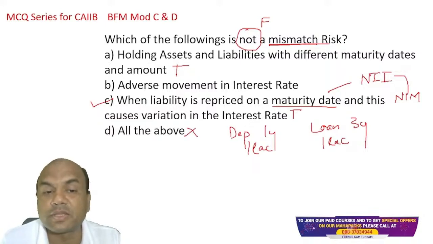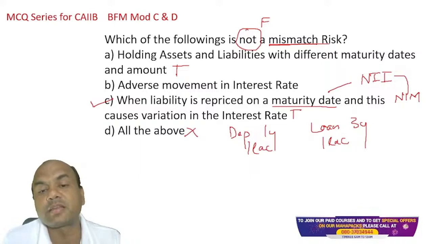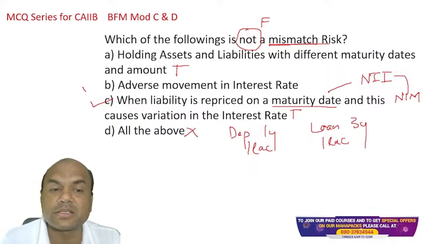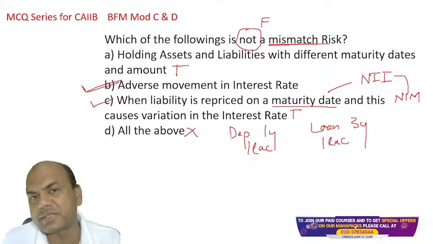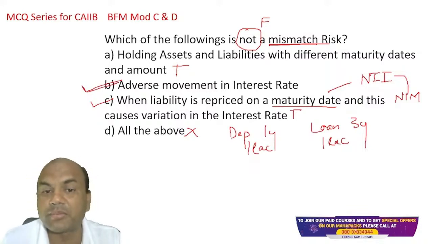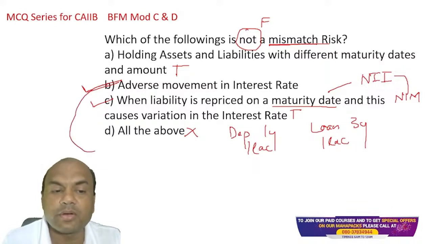So which is the nearest one? Adverse movement in the interest rates. So this is not the mismatch risk. Now what is the logic behind this? You will say, sir, it can be the mismatch risk. Yeah, I have told you it can be. But I'll tell you how to explain this.